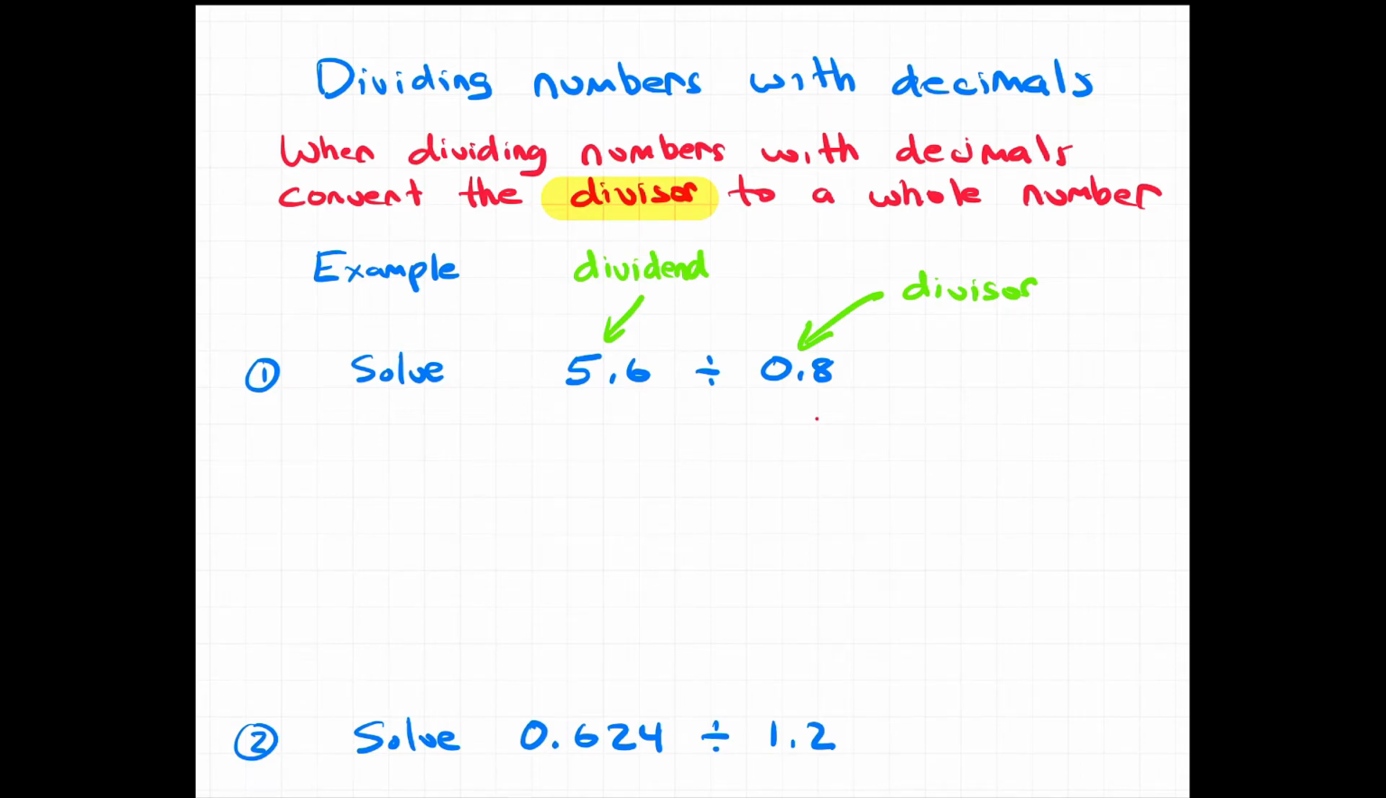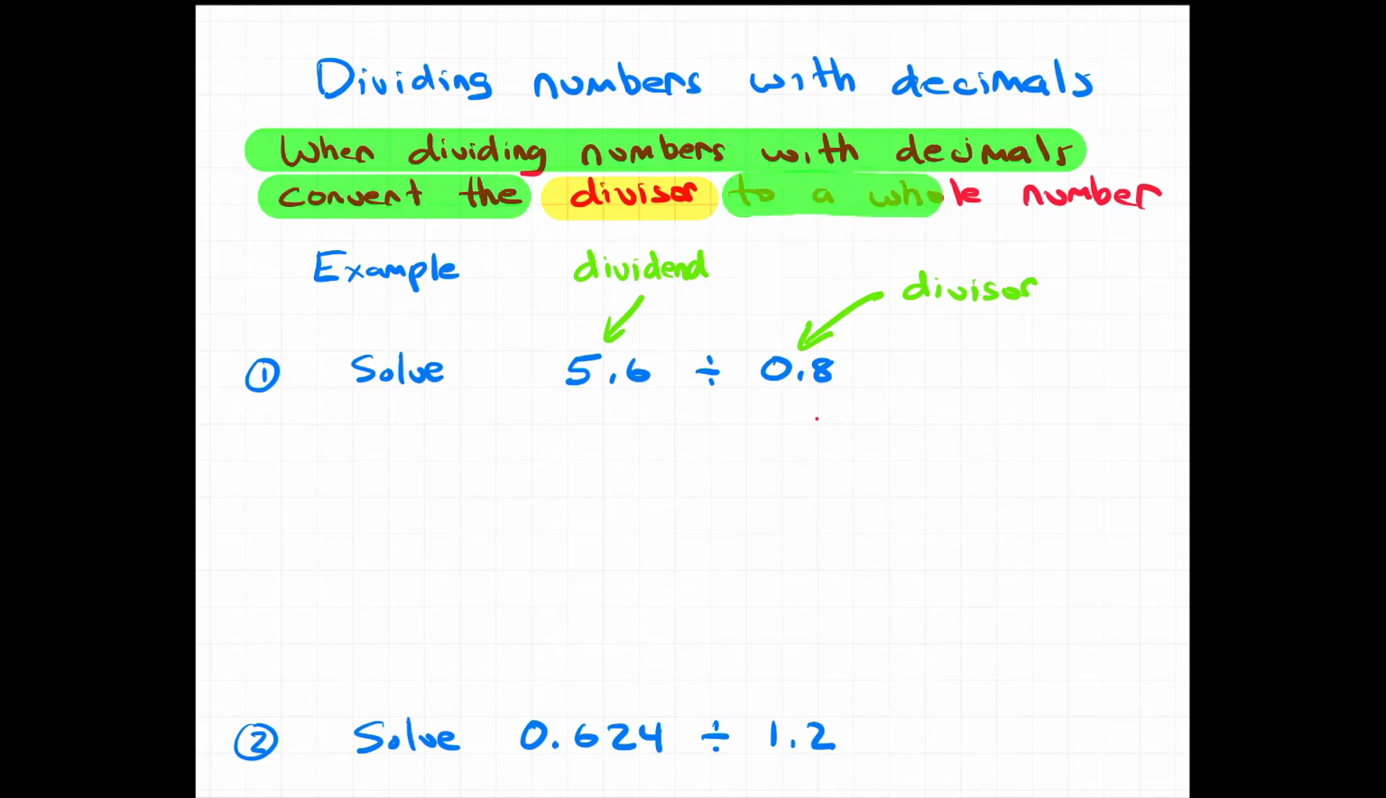So what does it say? When dividing numbers with decimals, convert the divisor to a whole number. So right now, the divisor is not a whole number. It is 0.8. So what do we need to do? We need to move this decimal 1 place to the right. And that will create the number 8 point, or just 8.